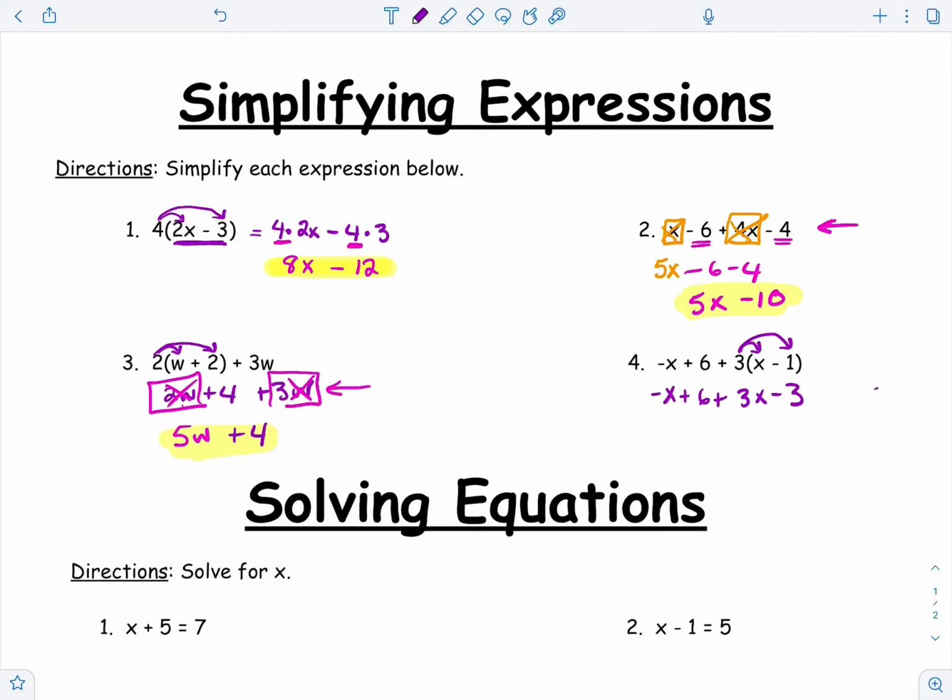All right, so now in this line, can it be simplified any further? What we should notice is that we have like terms here, negative x and 3x, right? And of course we have our numbers, but we'll get to that in a second. So negative x plus 3x is 2x. And then 6 minus 3 is plus 3. Since 2x plus 3 cannot be simplified, they're not like terms, this is our answer, 2x plus 3.